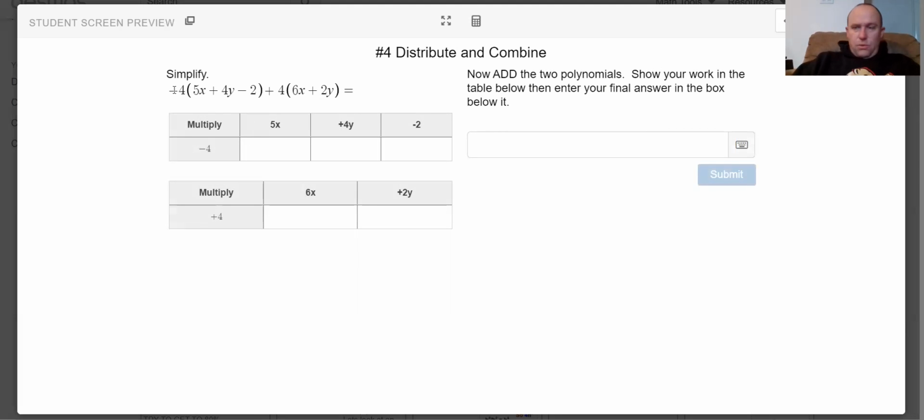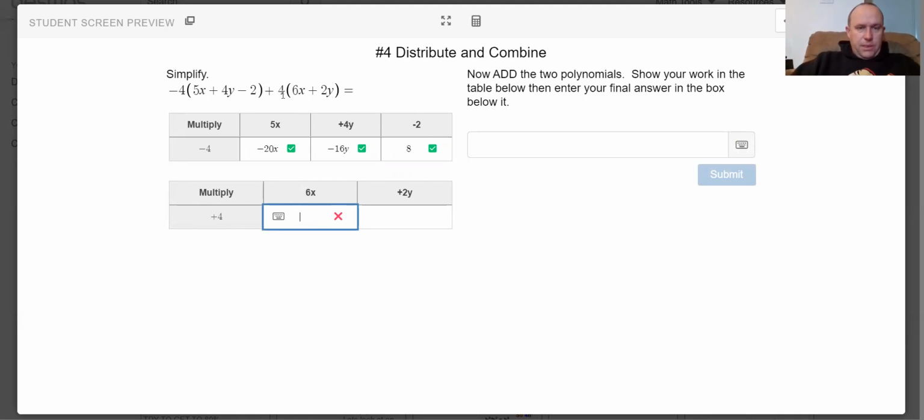This one, a little bit more work to do on this one. Negative 4 times 5x. I'm not sure if it's going to let me type this in here. It's going to be negative 20x. I've got my check mark. Negative 4 times 4. Well, negative 4 times 4 is negative 16. And as there's a y here, negative 16y. And at the end, negative 4 times negative 2 is positive 8. So I'm just going to put 8.